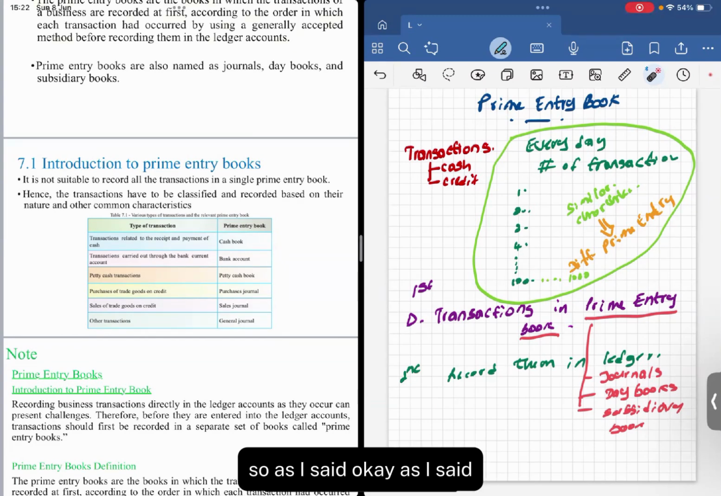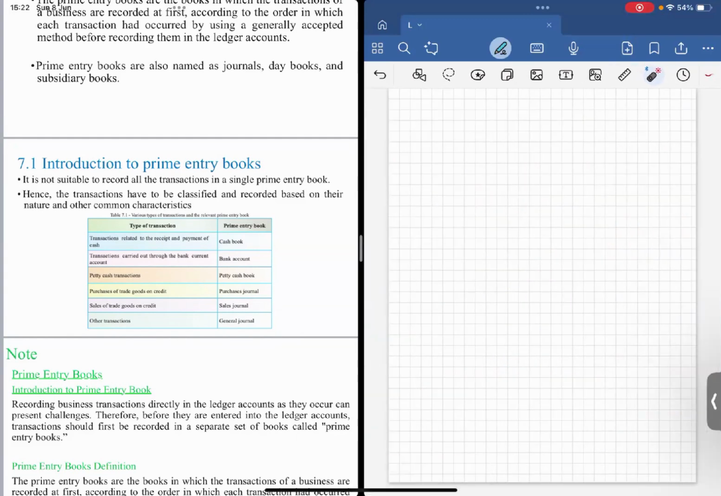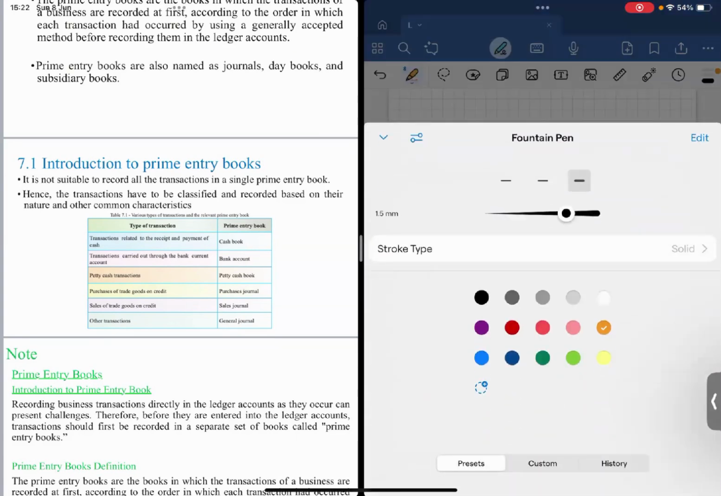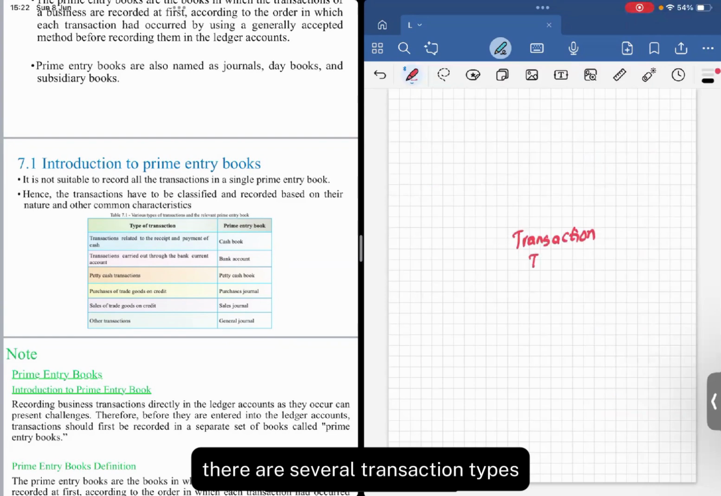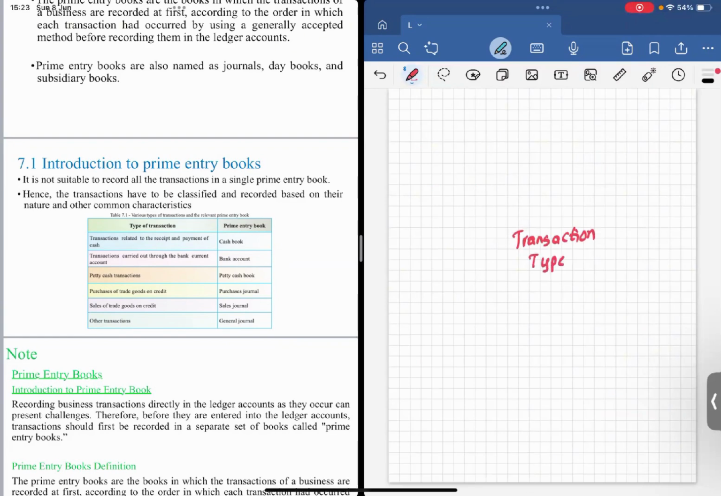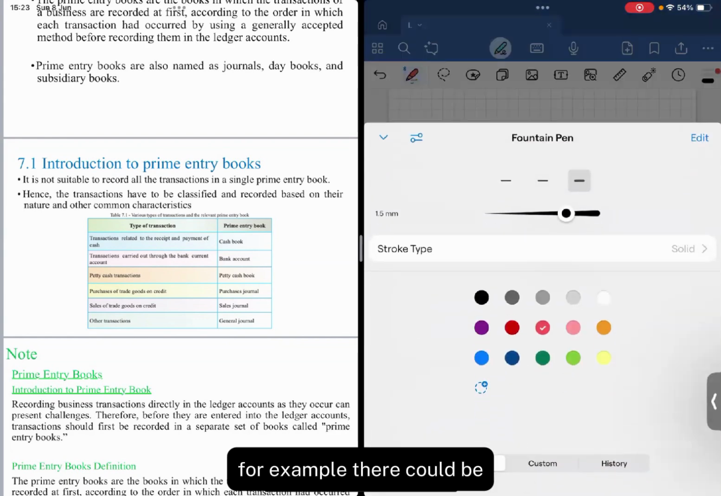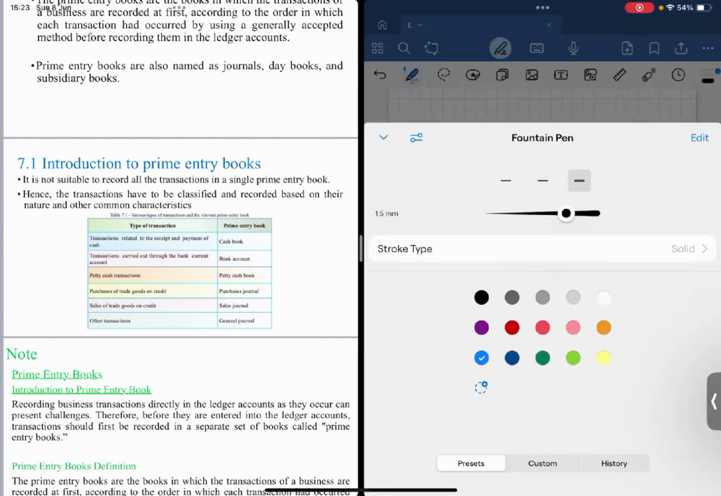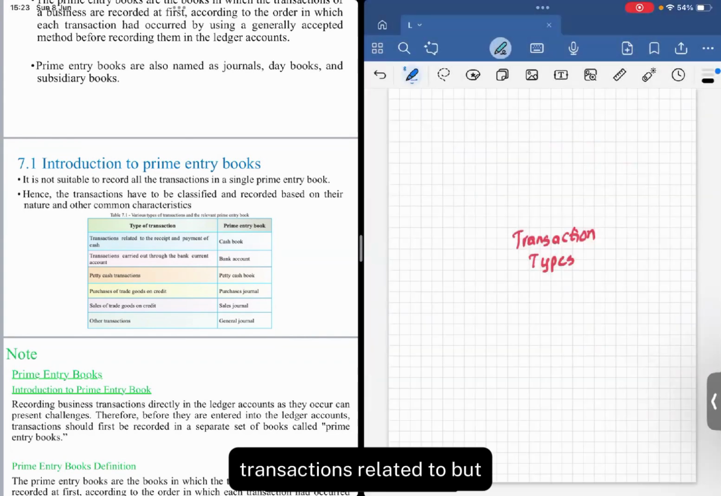Okay, so as I said, there are several transaction types. For example, there could be transactions related to what?